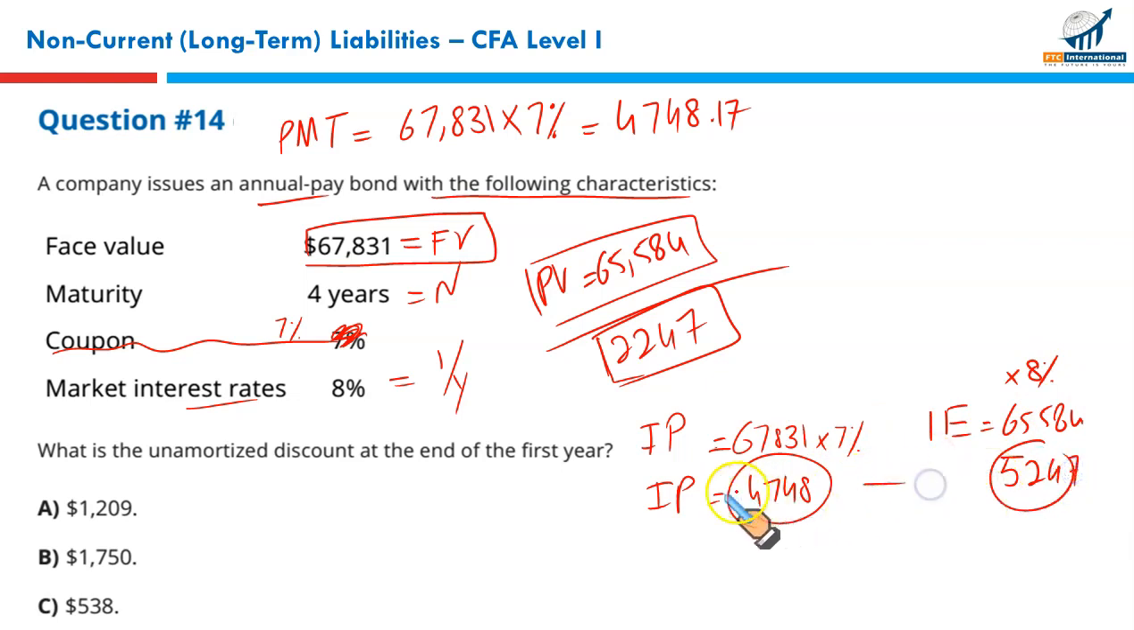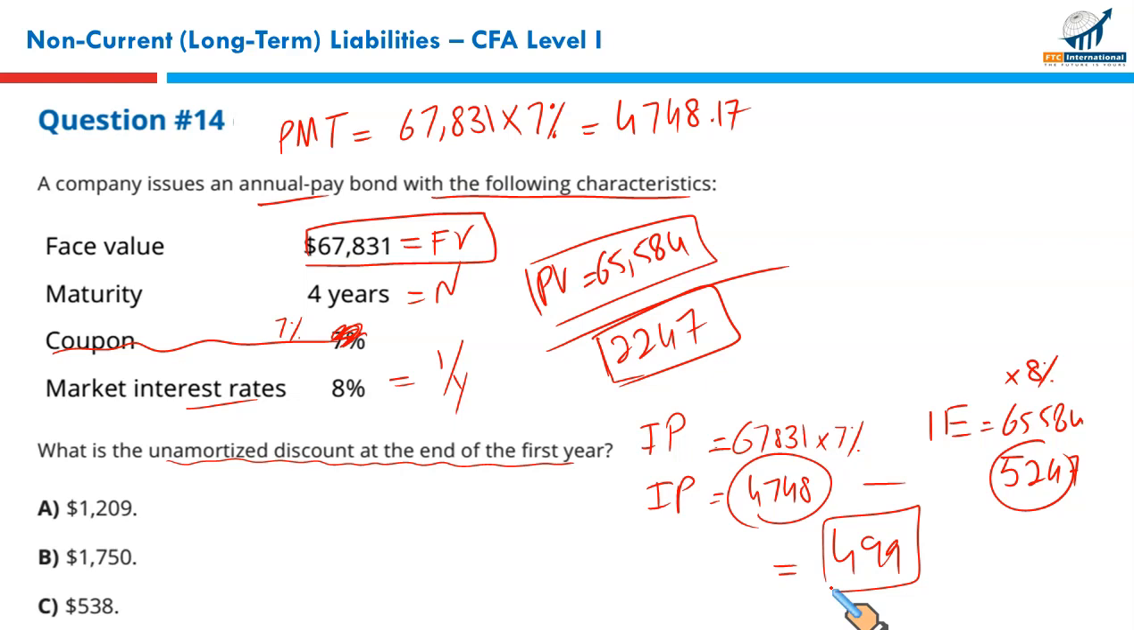The difference between the payment and the expense for the first year is the reduction in the discount, called the bond discount amortization. The difference between these two is 4748 less 5247. It's 499. It means out of the 2247, the total discount on the bond, 499 has been amortized over the period, right? So we need to give him the unamortized discount at the end of the first year. This is the total discount out of which this has been amortized.